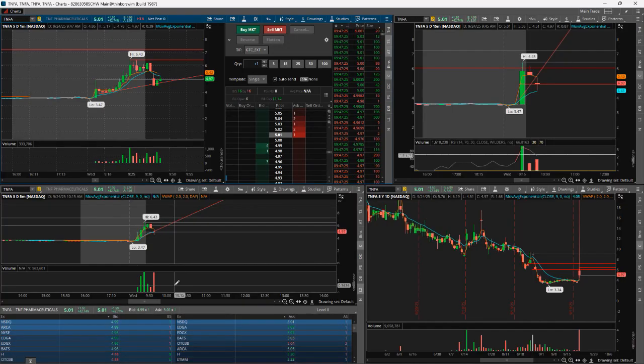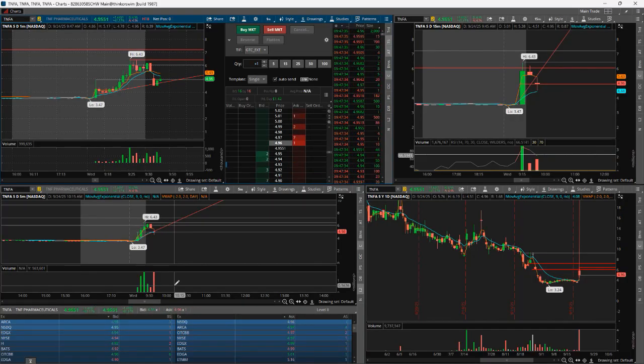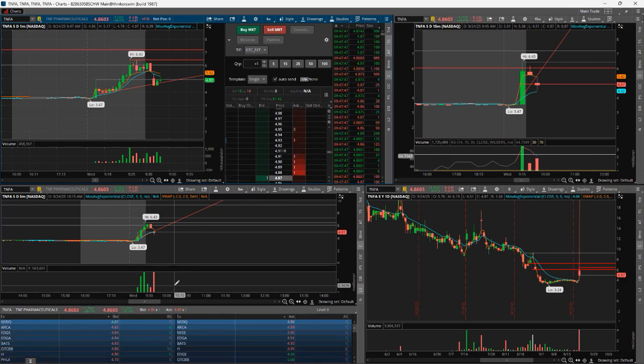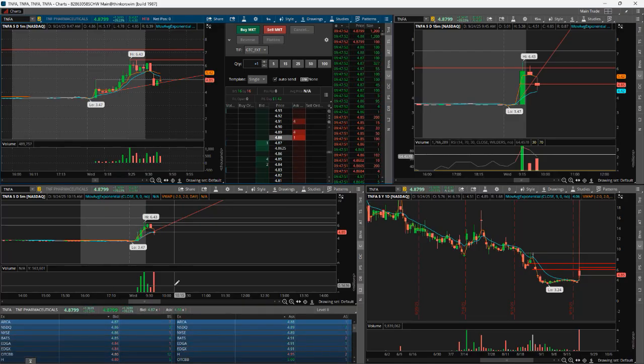TNFA. All right, let's see if it holds that 5 again. Doesn't look like it. ATCH. ZON. SSKN. IONZ. Nope, not holding that 5, so it looks like it's going to retreat. We may have another hold down here coming soon. TNFA. If we get it on top of 5 again, it looks like it wants to hold 5.